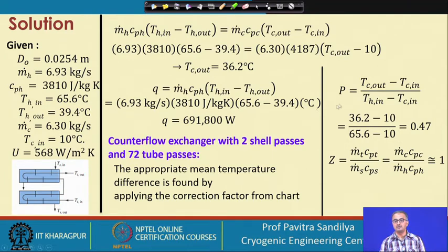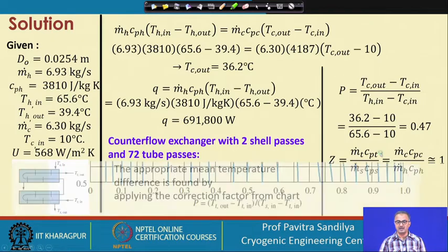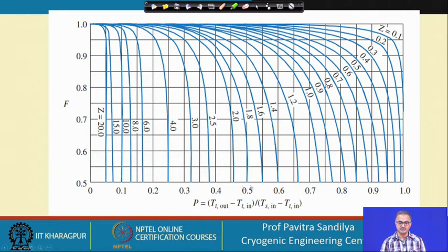What we do, we need to define this P. We find the value of P and Z. So we find the P, which is defined like this, plug in the values. This is the value of P and this is the value of the Z. Now with this value of P and Z, we make use of this chart.